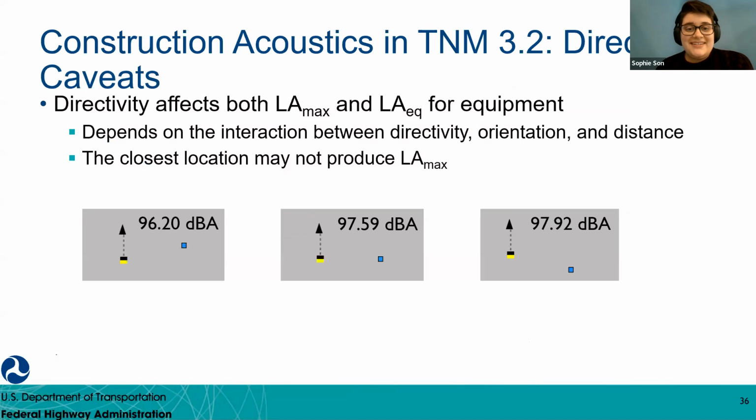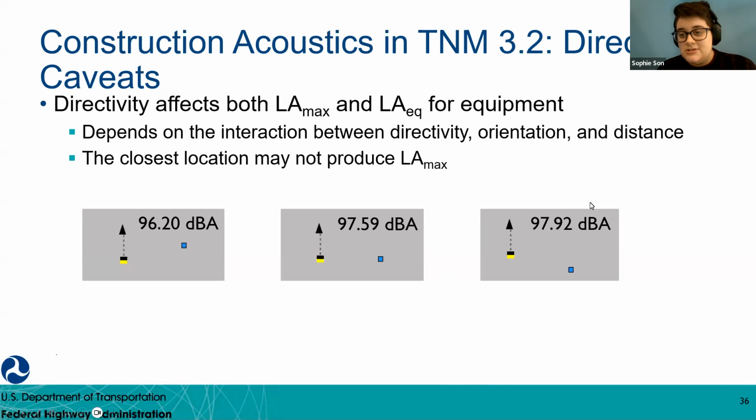So one caveat to that is directionality does impact LAEQ and LA max calculations, but it may result in non-intuitive LA max results. You may think that the loudest level would be where the receiver is closest to the source. That may not be the case based on the directionality. So in this center image here, we have a receiver that is closest to the source with a level of 97.59 dBA, but based on how it's located, it's only seeing emissions from that right side.